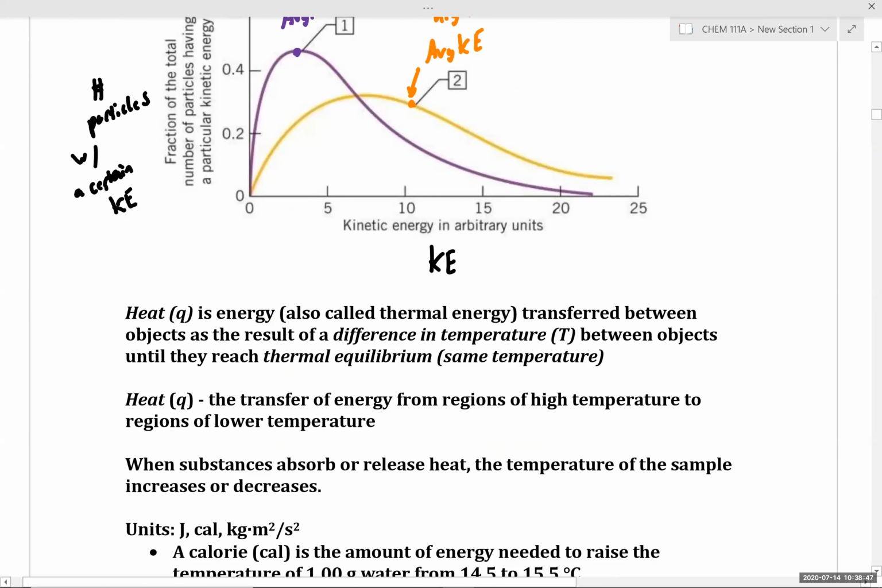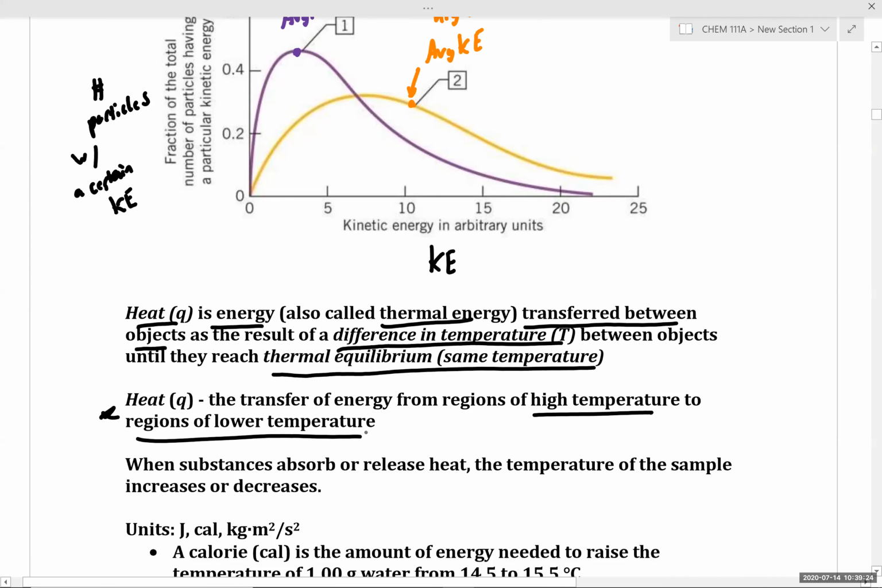Heat, quite simply, is energy, also called thermal energy, transferred between objects as the result of a difference in temperature, delta T, between objects. Heat is transferred between objects until they reach thermal equilibrium, until they reach the same temperature. Heat can be more simply thought of as the transfer of energy from regions of high temperature to regions of lower temperature.